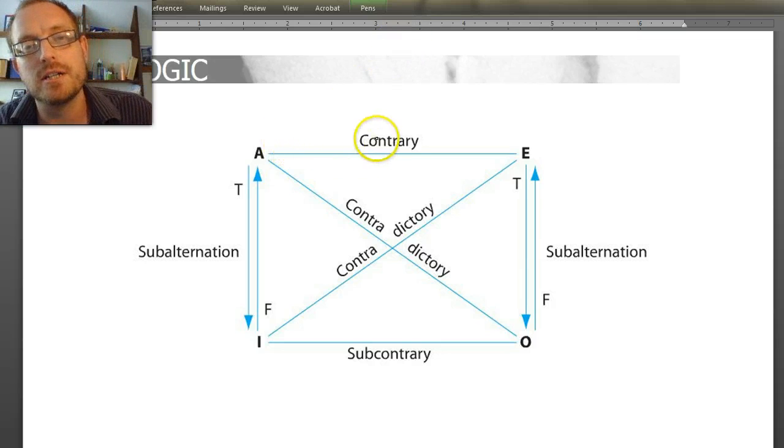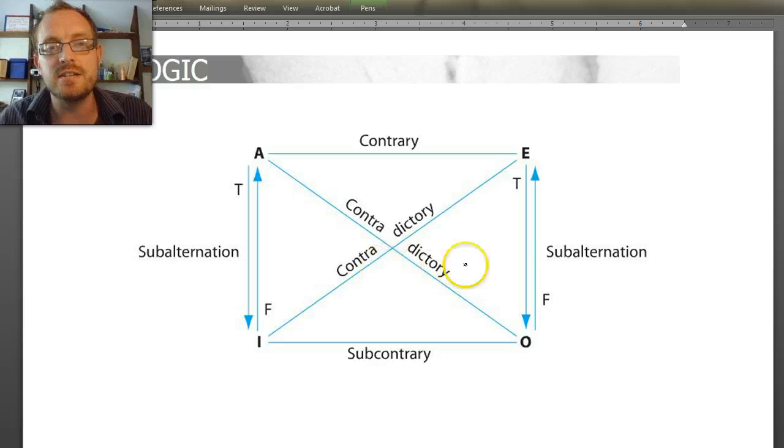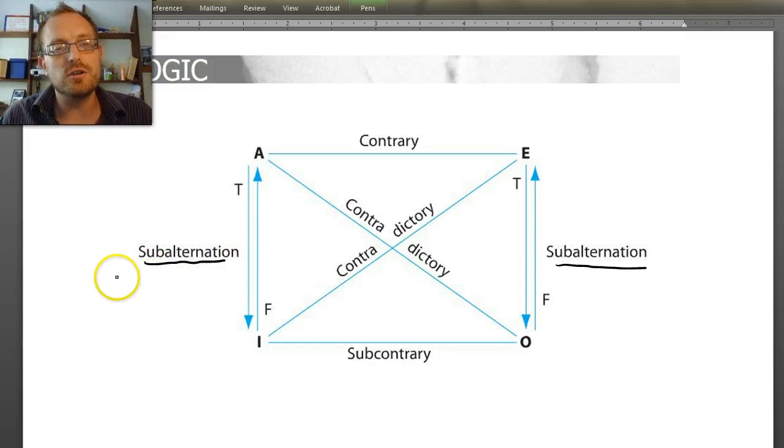What are we going to talk about here? Let me go through and explain what these different relationships are. Let's start with the subaltern, actually. Basically, we say the vertical relationships are what we call subalternation. And subalternation works like this. The thing to remember here is that truth flows down and falsity flows upward.